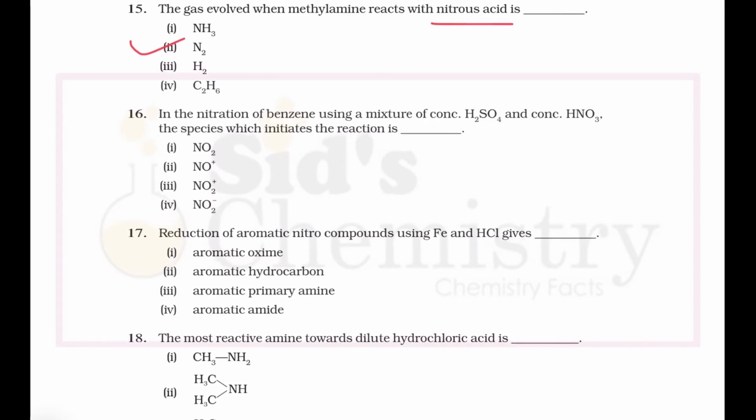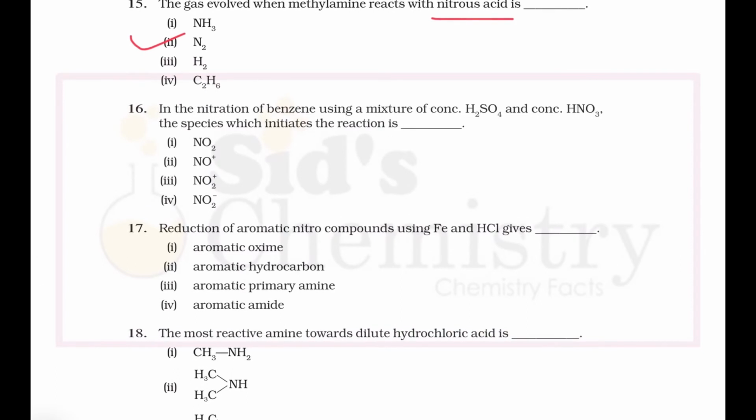Now coming to question number 16. In the nitration of benzene using a mixture of concentrated H2SO4 and concentrated HNO3, the species which initiates the reaction is. Here the options given are NO2, NO+, NO2+, and NO2-. Out of the given options, the correct option is option number 3, that is NO2+, which acts as an electrophile, and this reaction is an electrophilic substitution reaction.